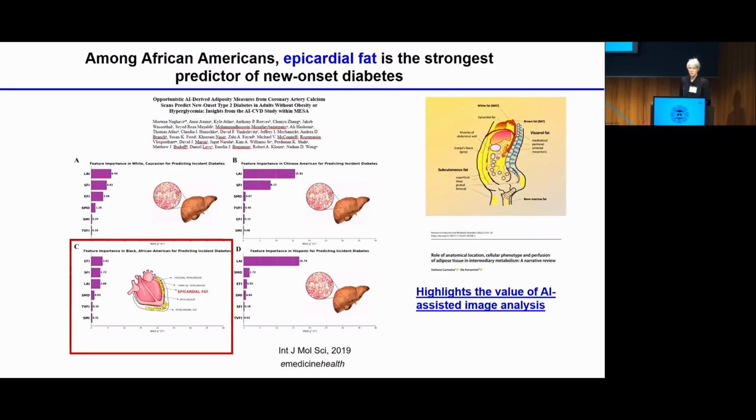Interestingly, the associations between the site of fat distribution and new onset diabetes varies by race, as I'm highlighting here in this study that we did with Morton and his colleagues, which showed that only in African Americans was epicardial fat the site of ectopic fat that was most strongly associated with type 2 diabetes.